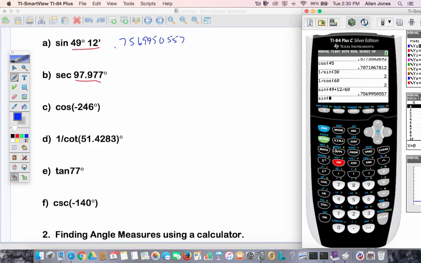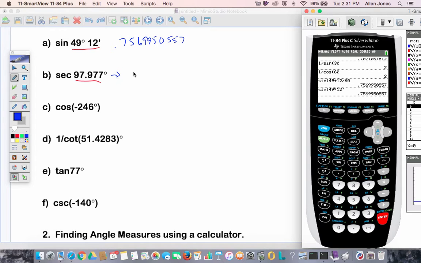Now I've showed you that little, I don't know if it's a shortcut or not, but our angle function underneath the apps, so I could also type in the sine of 49 and use my apps function here, or my angle, degrees, and 12 minutes, and you'll notice that should get us the same decimal value. So a couple of different ways to type that in. I think this is shorter or quicker, so I don't have to flip back and forth with my second functions, so I got that decimal value.